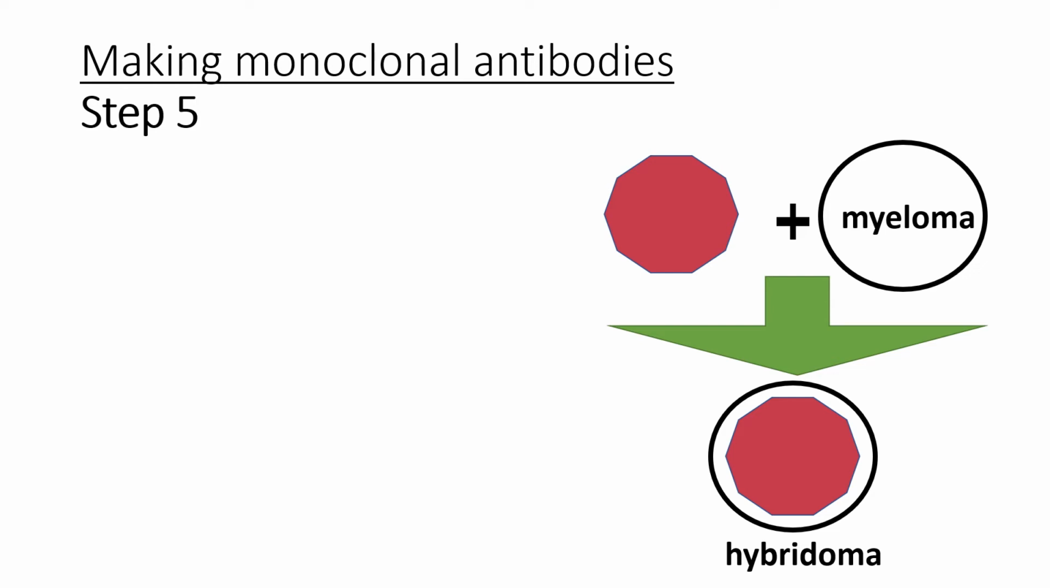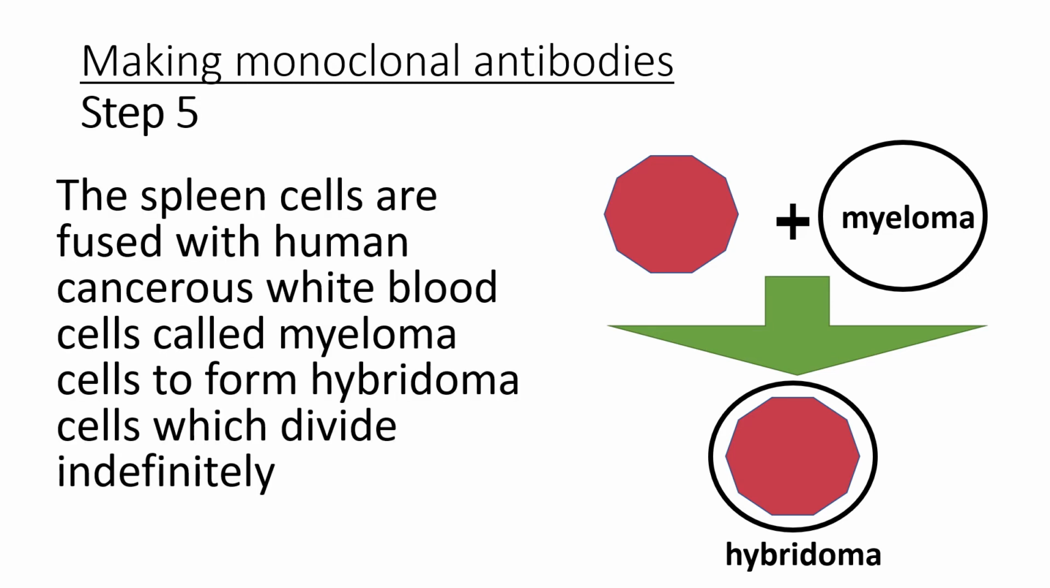In step 5, we have a number of new terms that you have probably never heard before. Firstly, we have what we call a melanoma, and a melanoma is a white blood cell that is cancerous. We take that melanoma and we fuse it with the spleen cells that we've taken from the mouse. When we do that, what we end up with is called a hybridoma. A hybridoma is a cell that's able to multiply indefinitely, and because it contains the spleen cell from the mouse, it's also producing large numbers of antibodies.